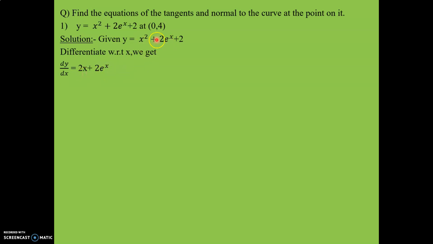The derivative of x square is 2x. The derivative of e raised to x is e raised to x also, and the derivative of 2 is 0. So dy upon dx at (0, 4) is equal to 2 into, in the place of x we are substituting 0, and there is no y value. If y is there, you have to substitute the value 4. So 2 into 0 plus 2 into e raised to 0. e raised to 0 is 1. So 2 into 1 is 2. Therefore, the slope of the tangent at (0, 4) is 2.